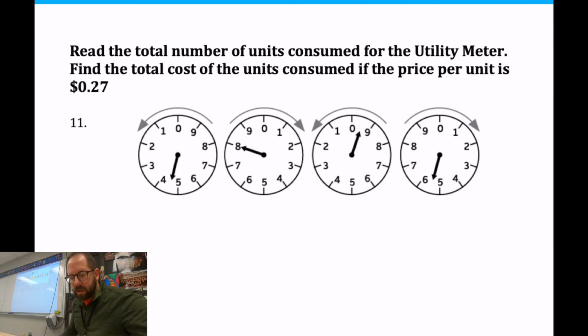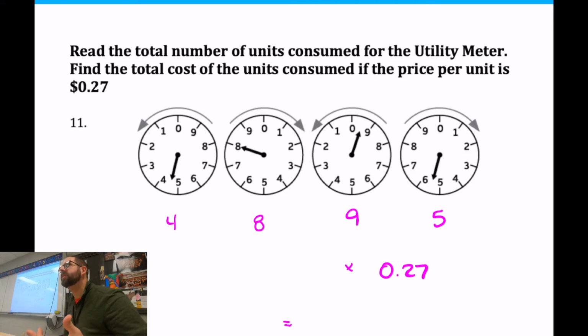So we read that number off. That was 4, 8, 9, and 5. Then you take that times 0.27. Yep, exactly right. And we're going to multiply by 0.27. Now this is going to be super expensive because normally you don't use 4,000 units of something. 4895 times 0.27, and you're absolutely right. You said 1321.65. All right.